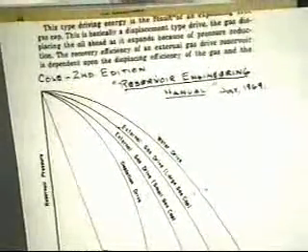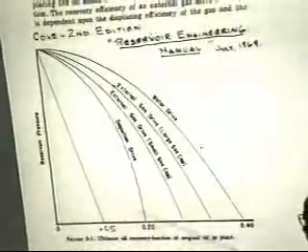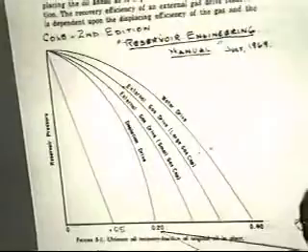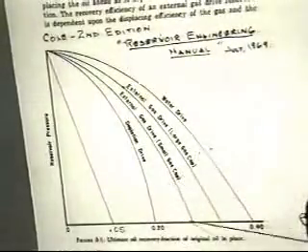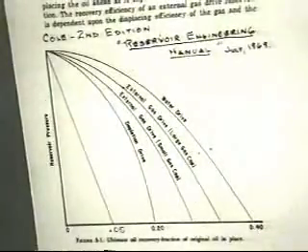Now, I like to introduce this to demonstrate again the concept we talked about earlier about recovery efficiency with drive mechanisms. For a totally undersaturated system, at normal pressure ranges and what have you, you're going to get about 5% recovery. Solution gas drive, about 20%. As the gas cap gets larger, you can get higher and higher, and with water drive you start getting a range of 40%.